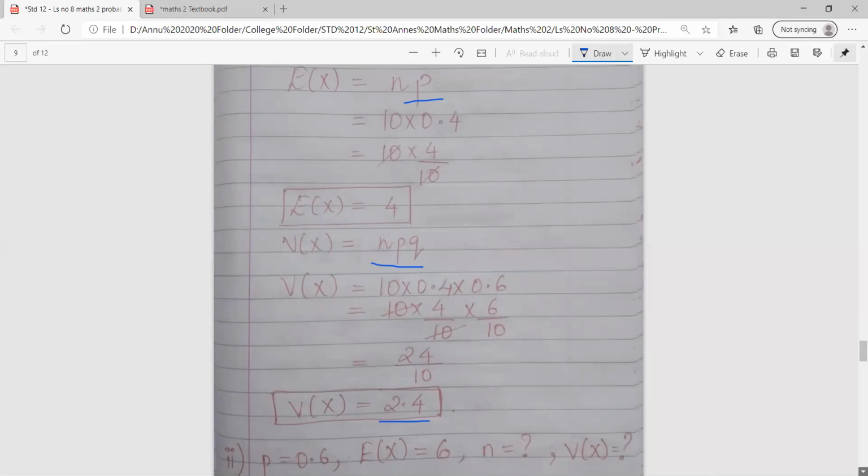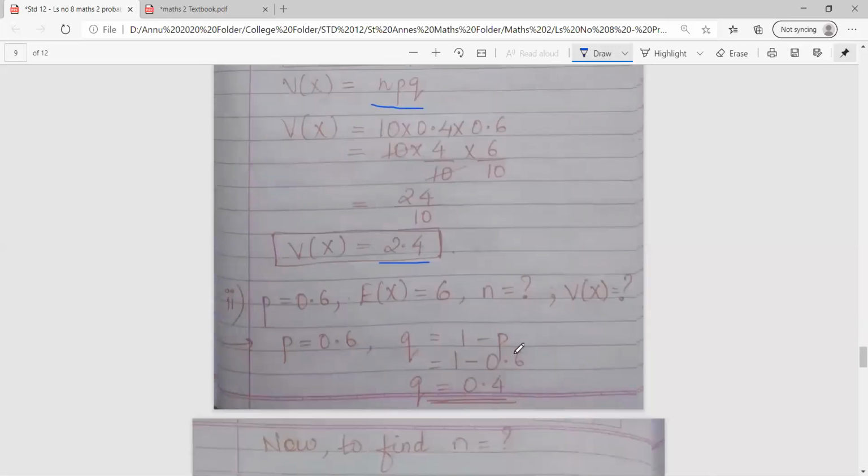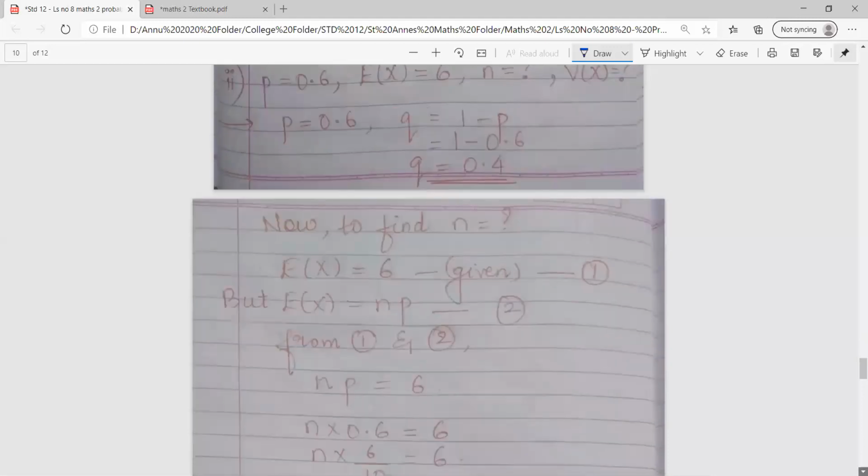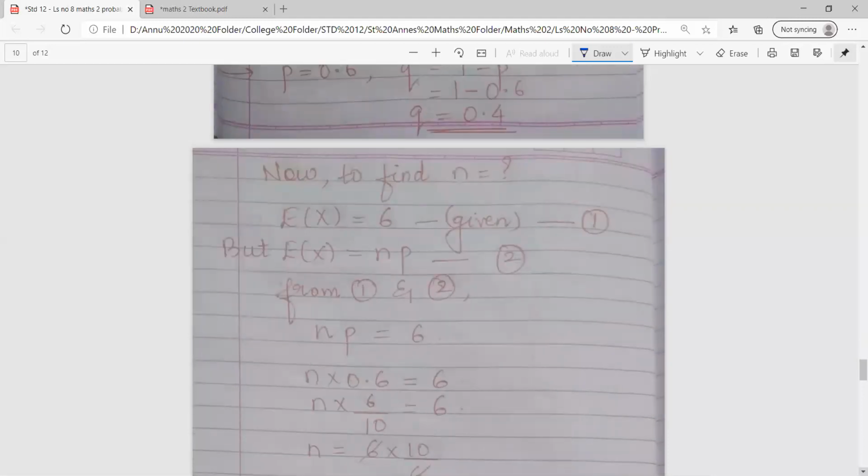Sum is very easy. Only one alphabet is given, P. So with P you can find out the value of Q by putting the formula 1 minus P. So 1 minus 0.6, you get the answer 0.4. Now to find out n, they have given us E of x. So E of x is 6, which is given to us.